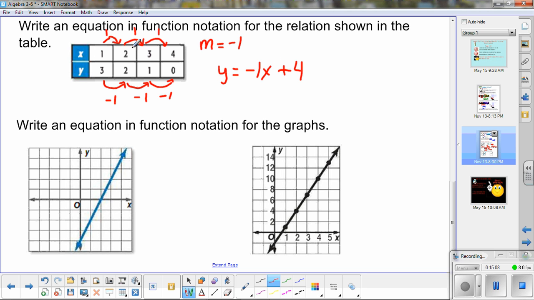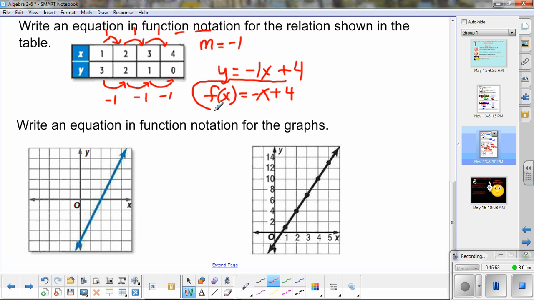Negative 1 times 2, like if I plug 2 in here, negative 1 times 2 is negative 2, but to get it to equal 2, I have to add 4 to it. Same thing goes with this one. If I plug in 3 for x, negative 1 times 3 is negative 3, but to get it to be 1, I have to add 4. So I'm pretty confident that that right there is my equation, but it asks for it in function notation, or what I sometimes call fancy Nancy notation, you know, the fancy way of writing this equation. Instead of y equals, we're going to write f of x equals, and then negative 1x, or simply negative x, plus 4.